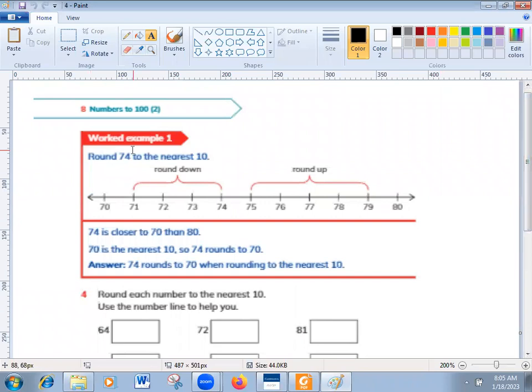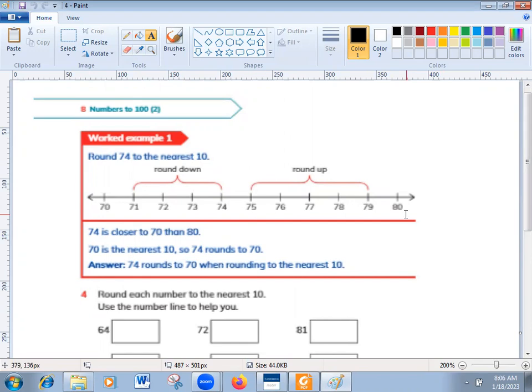Okay, example 1, round 74 to the nearest 10. Round down. When the number is less than 5, we round it down. It means 74 is nearer to 70 than to 80. If the number is 75, we are going to write 80. Why? Because 75 is nearer to 80 than it is to 70.